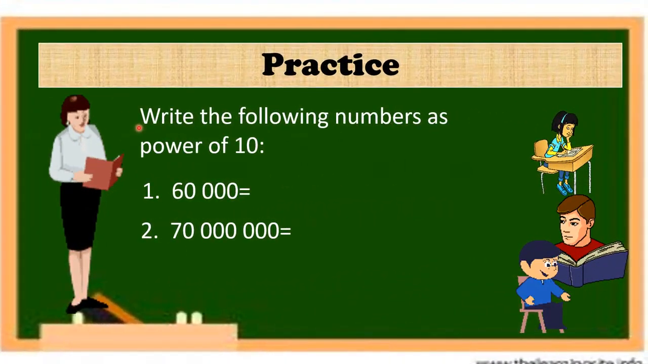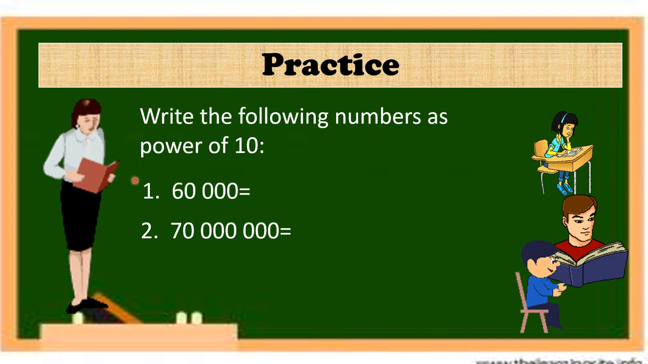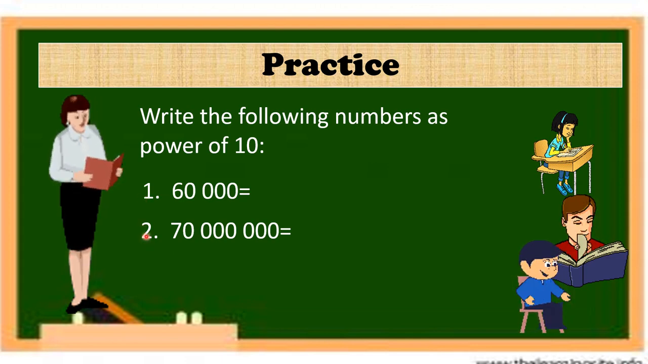Write the following numbers as power of 10. The first number is 60,000. The next number is 70 million. I am giving you time to answer the problem.